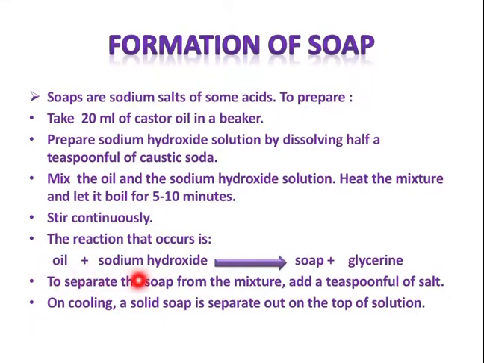And the reaction that occurs during this is: when oil and sodium hydroxide react, it forms soap plus glycerin. To separate the soap from the mixture, we have to add a spoonful of salt. On cooling, solid soap separates out as a crust on the top of the solution. So, in all the above cases, salt is formed. Basically, salt is formed by replacing the hydrogen in an acid by a metal atom.